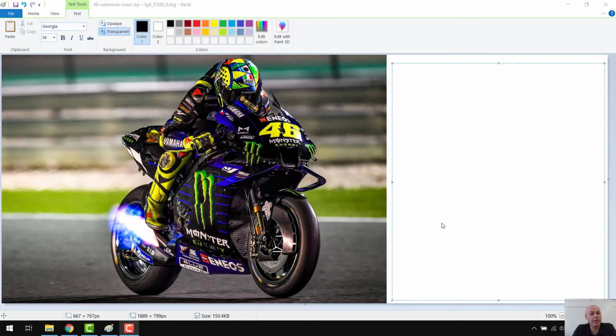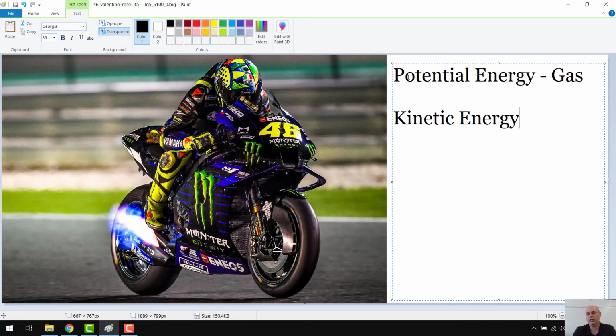Okay, so that was a good example of potential energy being converted to kinetic. So, with the MotoGP bikes in that race, the potential energy was locked up in the gas, right? So when they start to burn the gas, that breaks those bonds and that energy gets released. Now that energy can be used to make the motorcycles go, which is kinetic energy.